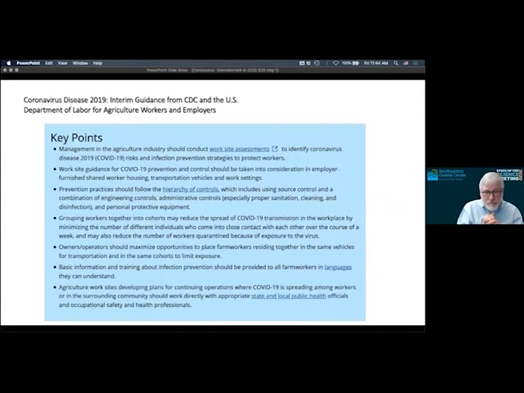Next slide. All right, so what about ag workers? These are the key points from the CDC guidelines and the US Department of Labor. I'm not going to go through all of these bullet points. I would note bullet point number 4, grouping workers together into cohorts, which is an important step. And also point 5 talks about having everybody in similar vehicles, which again, to me is a critical point, which I'll come back to. Next slide.